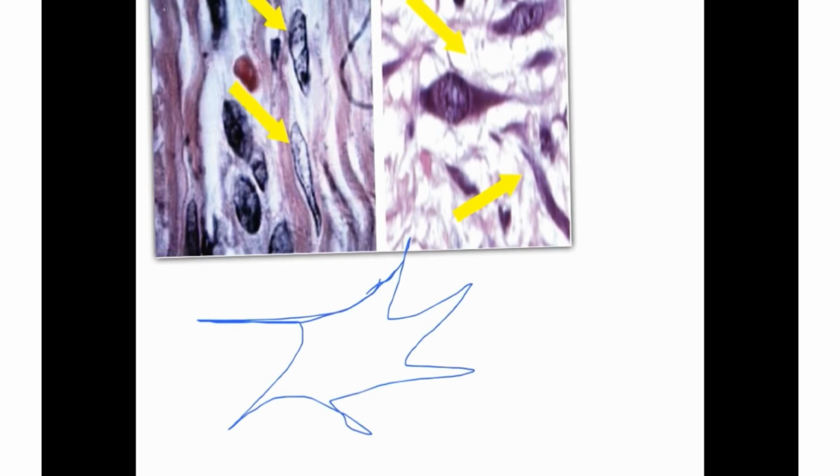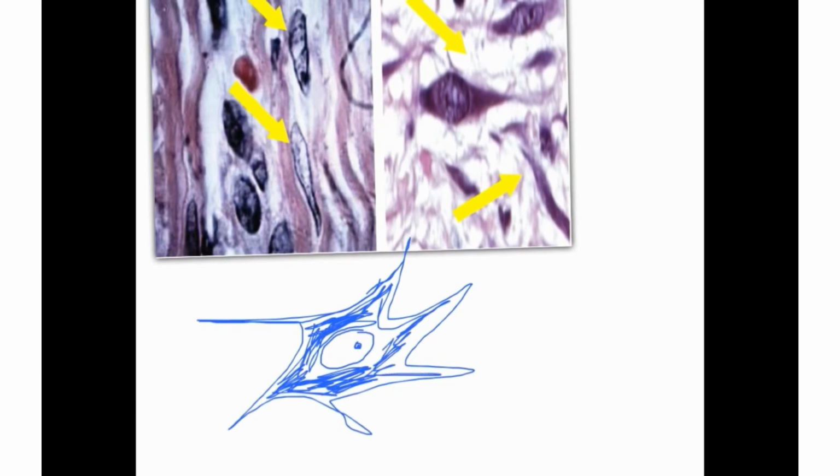The nucleus is central, oval, pale with a prominent nucleolus. As regards the cytoplasm, it is deeply basophilic. So the cytoplasm is deep blue, while the nucleus is large, oval, and pale. This is the LM picture of this cell.